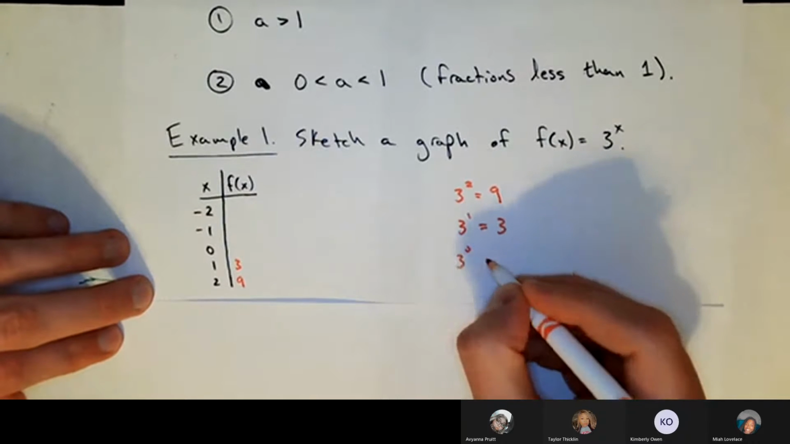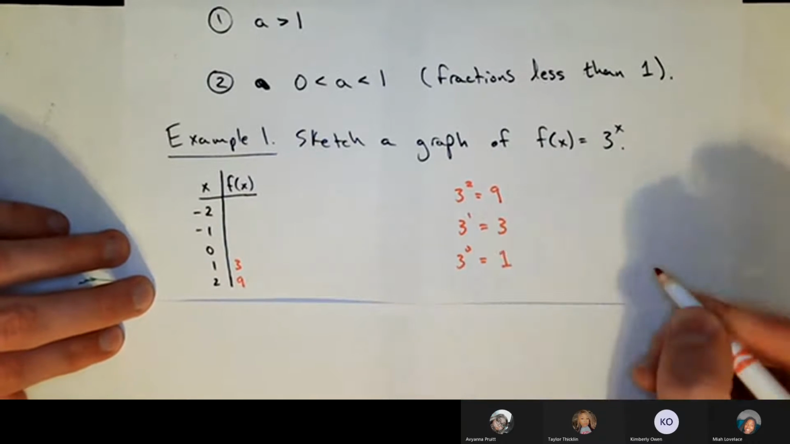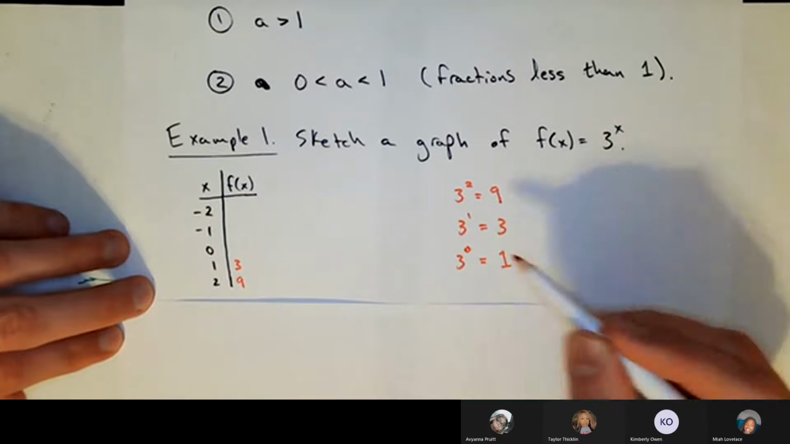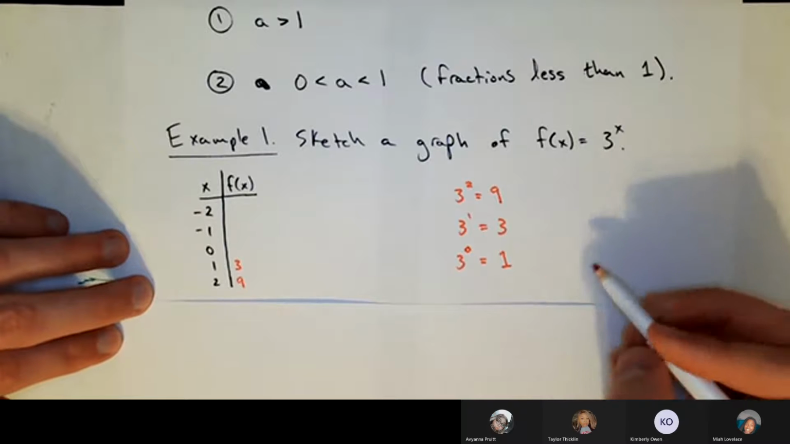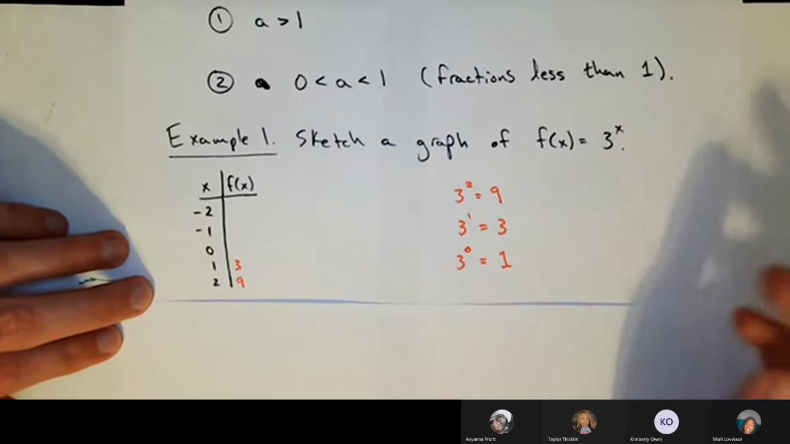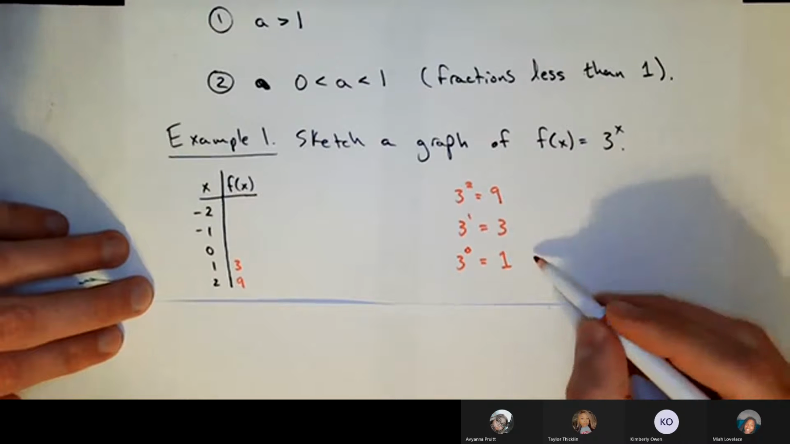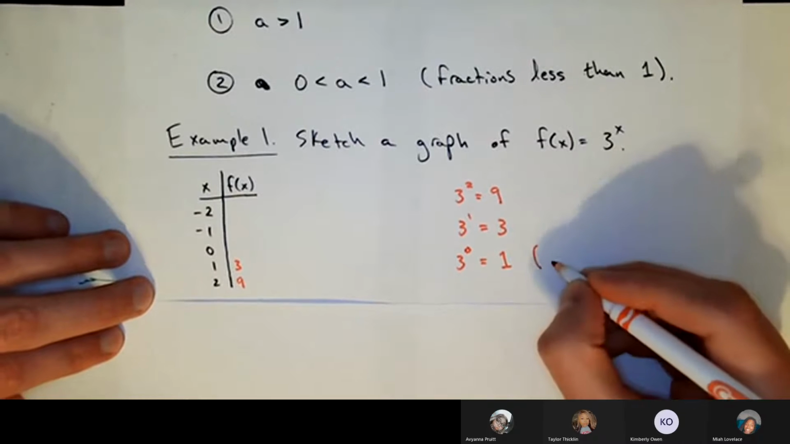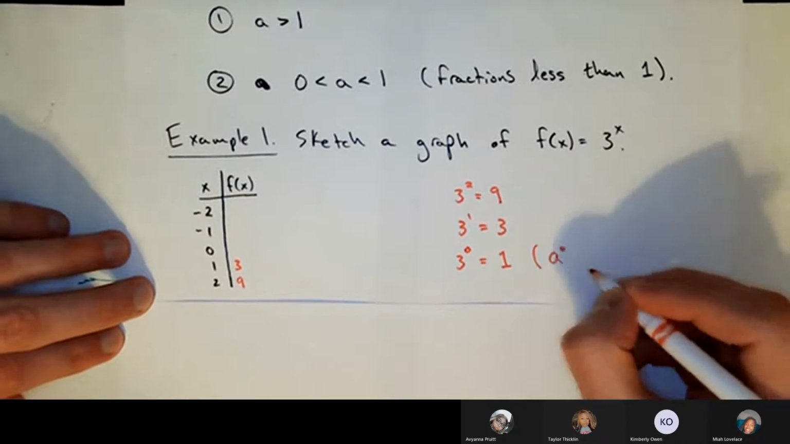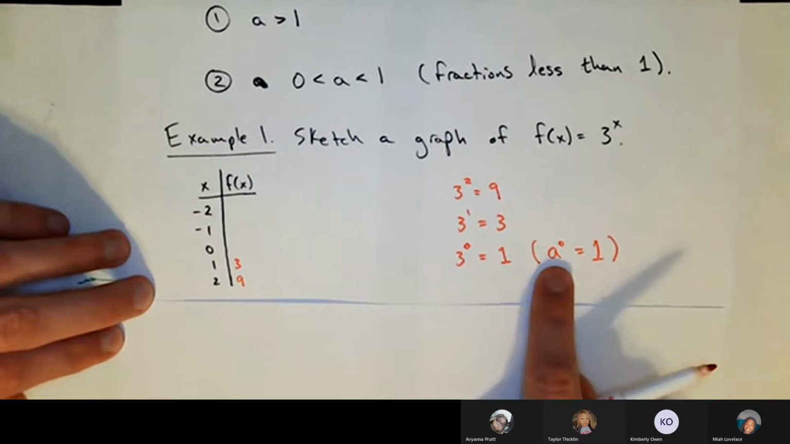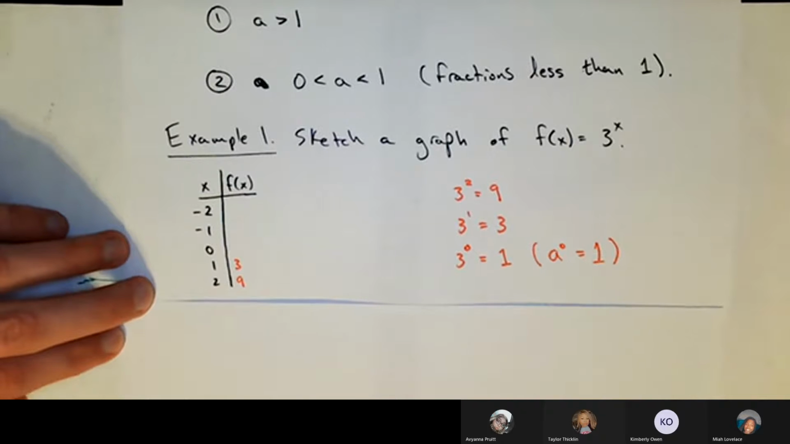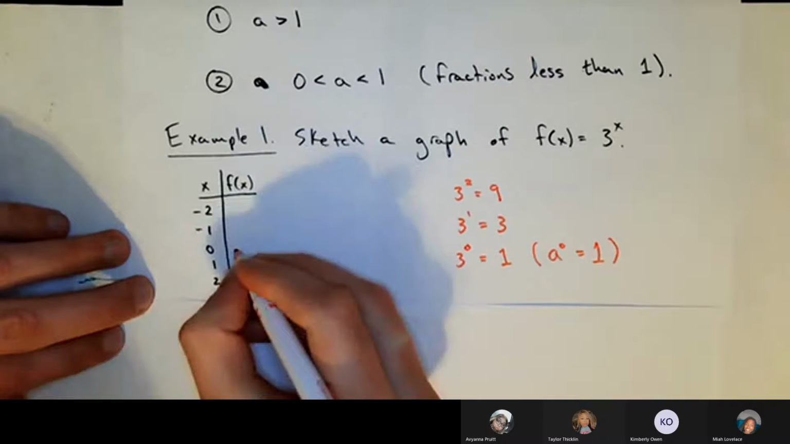3 raised to the 0th power is 1. Anything raised to the 0 power is 1. So you may want to write that down, maybe parenthetically right here, if that's not a fact that you know or forgot. Maybe write down a raised to the 0 is equal to 1, where a represents any number. Maybe you'll want to write it in words though. Now, so I got that.